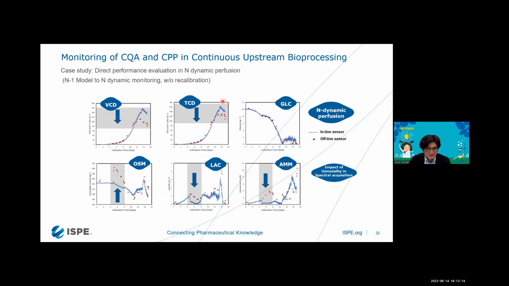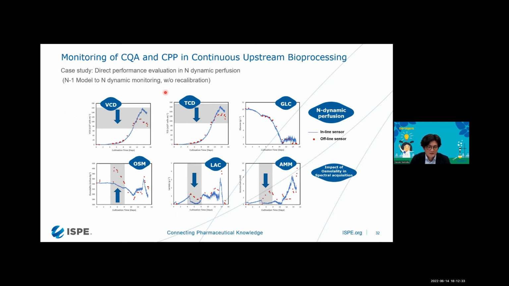This is the result of monitoring the endodynamic perfusion run using chemometric modeling, which is derived from the N-1 perfusion culture. So it means that we didn't perform a recalibration.